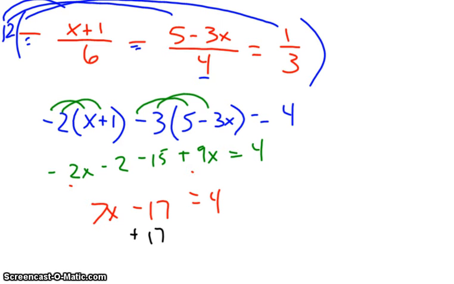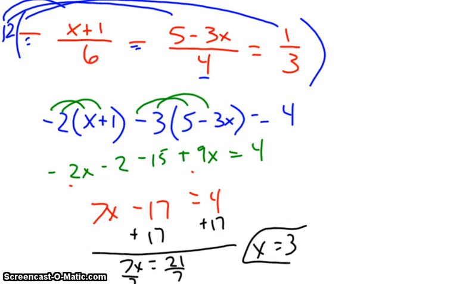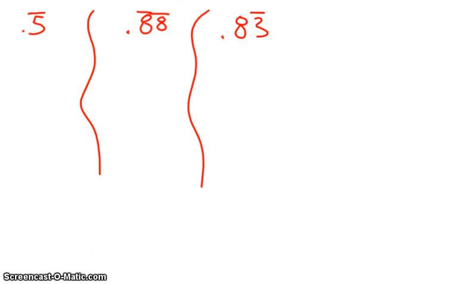Continue here, add 17, and I get 7x equals 21. And hopefully all you can see is I divide by 7 and get x equals 3. Okay, so we ended up with x equals 3. Hopefully you can follow all those steps. Let's move to the next one.